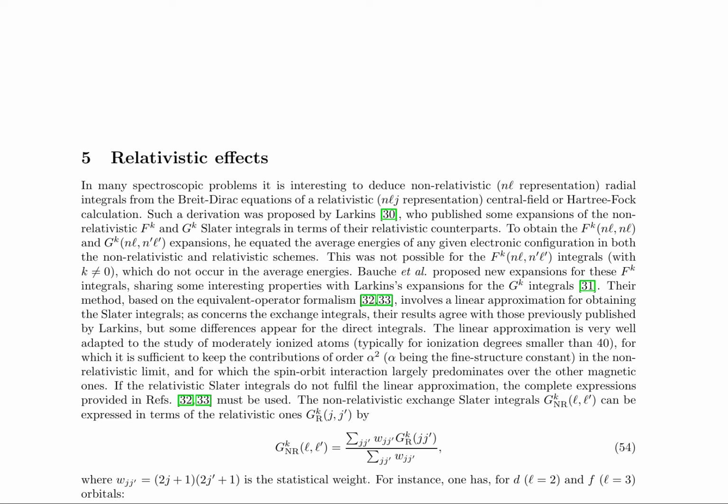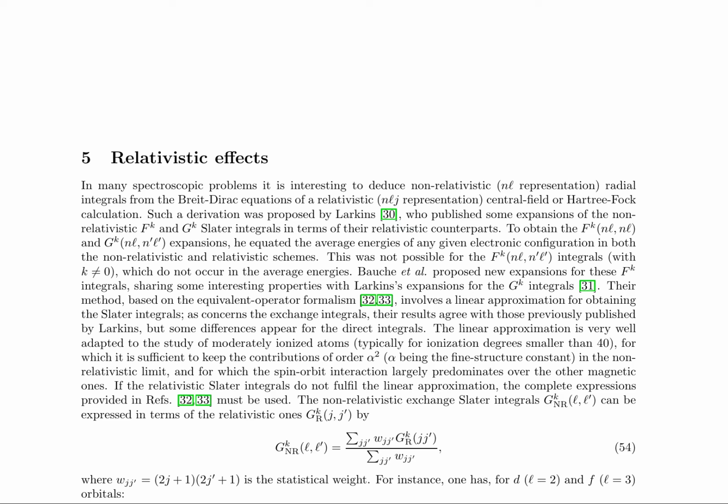In the realm of spectroscopic problems, the authors delve into the discussion of relativistic effects, particularly focusing on the derivation of non-relativistic radial integrals from Breit-Dirac equations in a relativistic central field or Hartree-Fock calculation. They draw upon Larkin's work, which proposed expansions of non-relativistic F^k and G^k Slater integrals in terms of their relativistic counterparts. However, Larkin's method was limited to average energies, prompting Bauche et al. to propose new expansions for F^k integrals using the equivalent operator formalism.